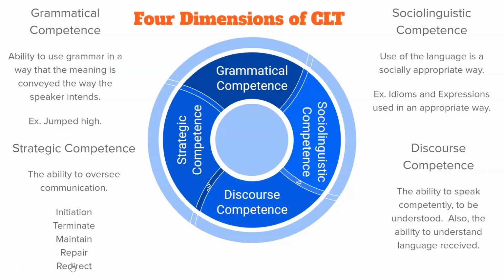The next one is strategic competence, and that's the ability to monitor or to oversee your communication. You can initiate conversation, you can end conversation, you can maintain a conversation back and forth, and you can repair. So if somebody's not understanding what you're saying, you're able to repair, and so they are able to understand. And then the last one is grammatical competence. That's being able to use grammar so that your output is understood.